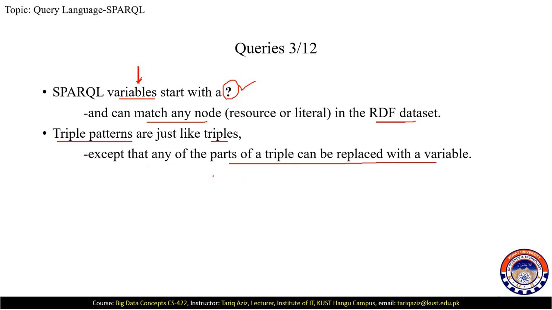So this is a single difference, or we can say this is the only difference: your triple patterns are just like triples, but in a triple pattern, every part of the triple can be replaced with a variable. We have three parts in the triple: the first part is the subject, the second part is the predicate, and the third part is the object. Any of these parts can be replaced with a variable. But in case of triples, this will not be the case.